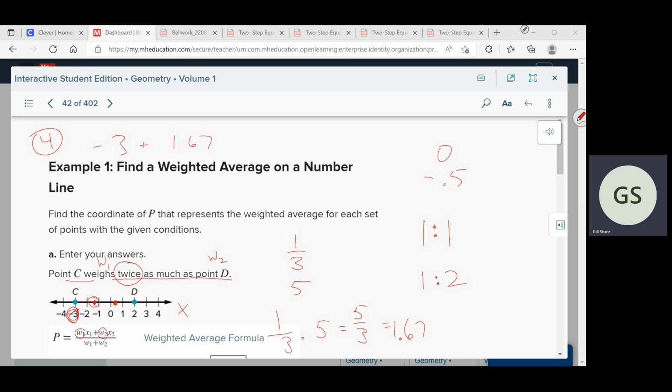Let me get rid of some of this stuff now that we're doing the formula. Is anybody still writing that down, doing it the partitioning way? All right, let's get rid of all of that because that's getting too cluttered. Let's start over with the formula.